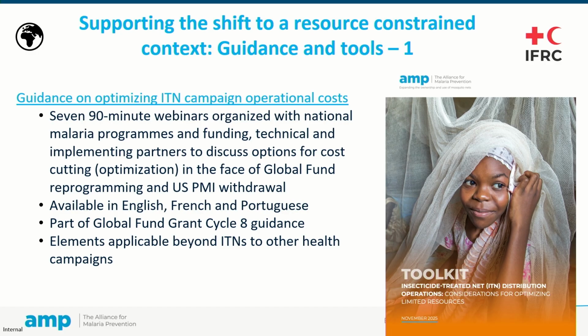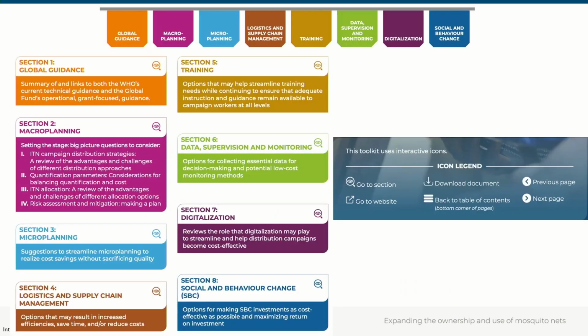It's available in all 3 languages. It's part of the Global Fund Grant Cycle 8 guidance. And there are elements applicable there probably to your SMC campaigns. So you may want to pick it up and check it for that. This is just what's in it. So this is the campaign optimization guidance. It's interactive. You can go through it.